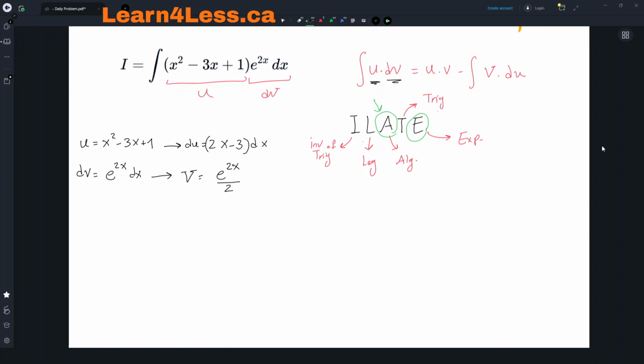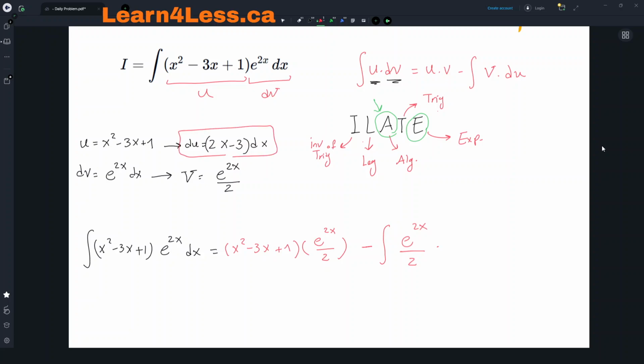So now the integral that we have, x squared minus 3x plus 1 multiplied by e to the power of 2x dx, can be written as u times v, which is x squared minus 3x plus 1 multiplied by e to the power of 2x over 2, minus the integral of v du. v is e to the 2x over 2, and du is 2x minus 3 times dx.